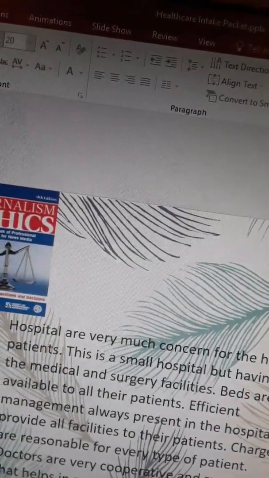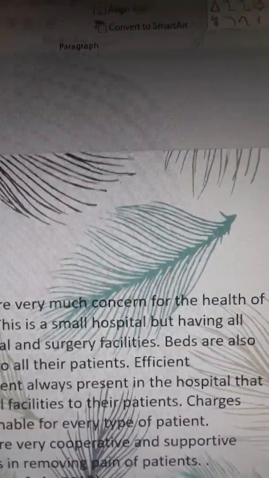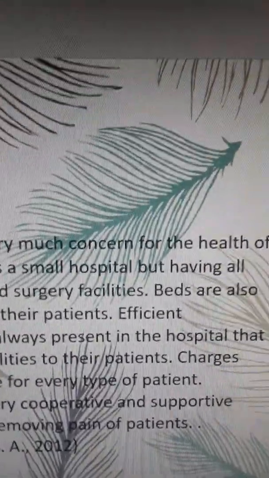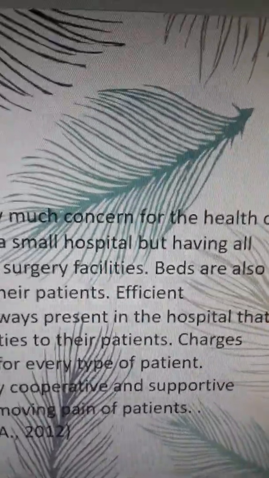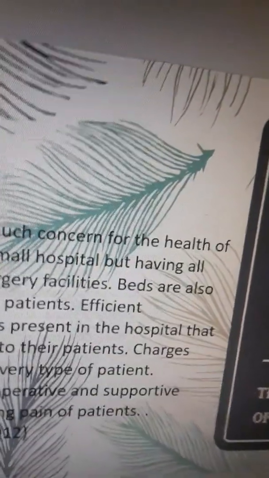Here is my second section of my paper, which is the ethics and values of the organization. What I wrote here is that hospitals are very much concerned for the health of patients. This is a small hospital, but it has all the medical and surgical facilities built and available to all its patients. I wrote a brief explanation of what the patients can benefit from the hospital in my second section.